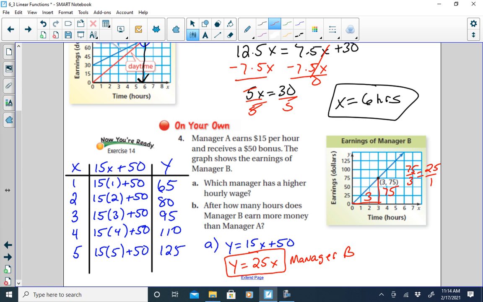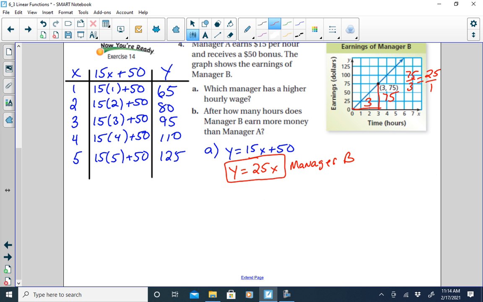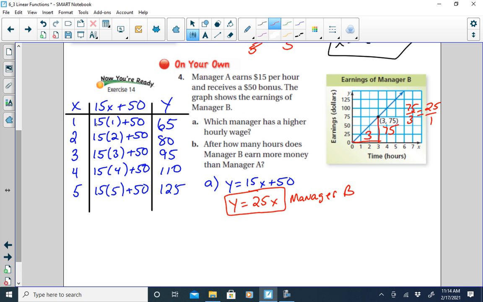Part B asks us, after how many hours does Manager B earn more money than Manager A? Well, if we graph the information from our table, I'll do that in black. We have 1 comma 65, it's going to be about here. Then we have 2 comma 80, 3 comma 95, 4 and 110, and then 5 and 125.